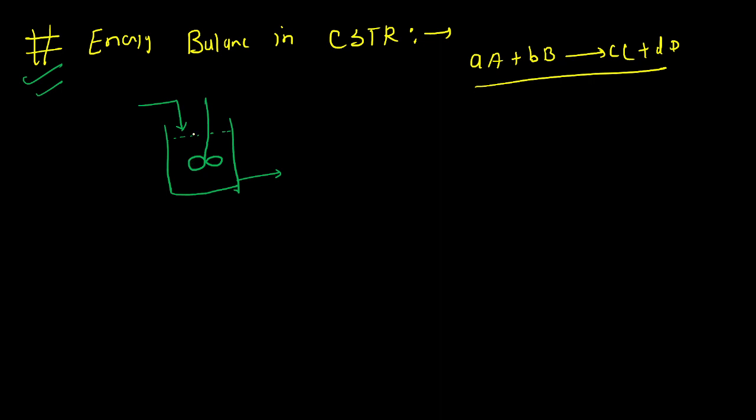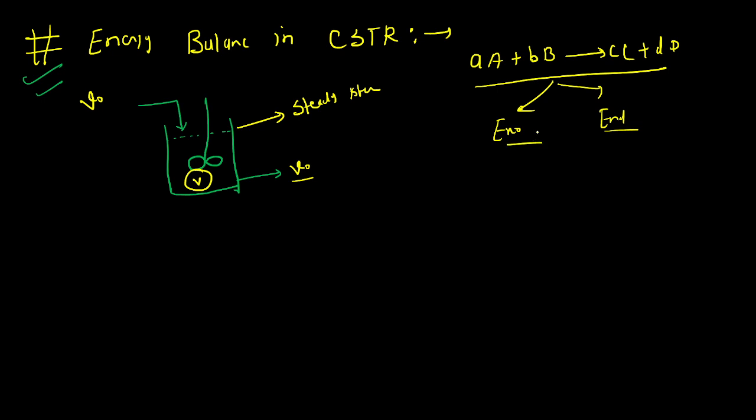So first, if we talk about the total overall material balance, this continuous stirred tank reactor will be operating at a steady state. Why? The volumetric flow rate here will be equal to the volumetric flow rate here. That's why it will be operating at a steady state. The volume of this reactor is V. Now, this reaction may be an exothermic reaction or it may be endothermic.